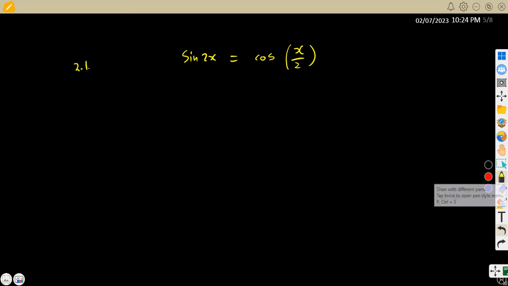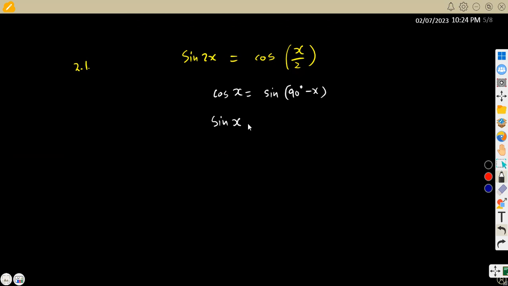So we know from our identities, guys, that if we are given cos x, it is equivalent to sine of 90 degrees minus x. Or we can take it from sine: the sine of x is equivalent to the cos of 90 degrees minus x. So sine can be changed to cos, and cos can be changed to sine. You choose which one is best. As for me, I'm just going to focus on the first trig, which is sine.